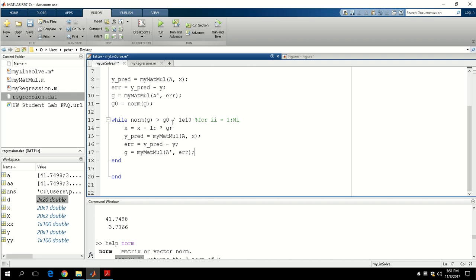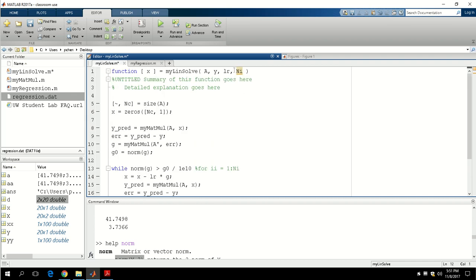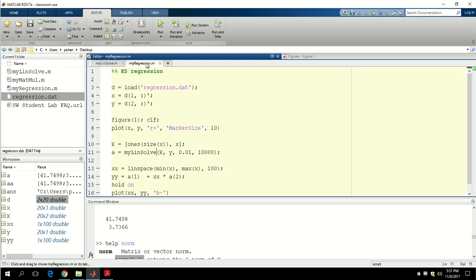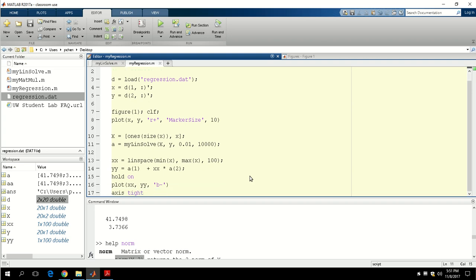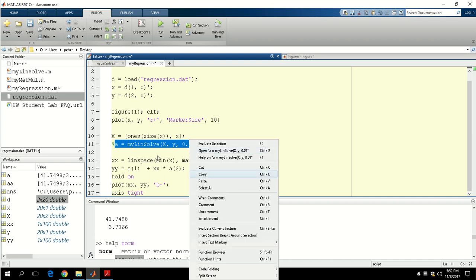So that's going to be our new Matlab function, right? And then we're not going to need ni anymore, because ni is not used anymore. So let's get rid of ni as the input. Learning rate is still needed, right? So let's keep that. Let's save the function, and then let's go back to my regression. Let's change the code to Matlab solve. Let's comment out this line, and then we're going to replace it with a new call to our new function that's going to have just the three inputs. Let's copy it and then paste it over.